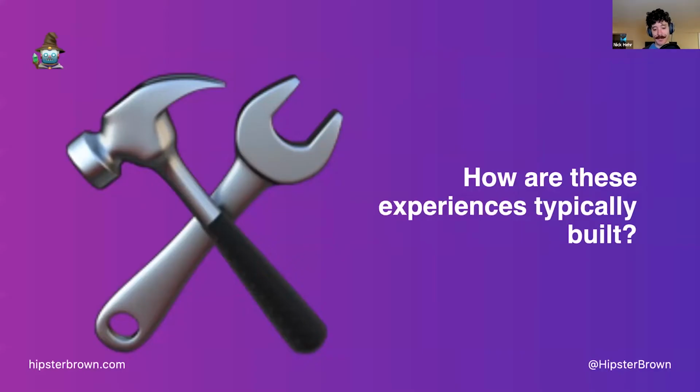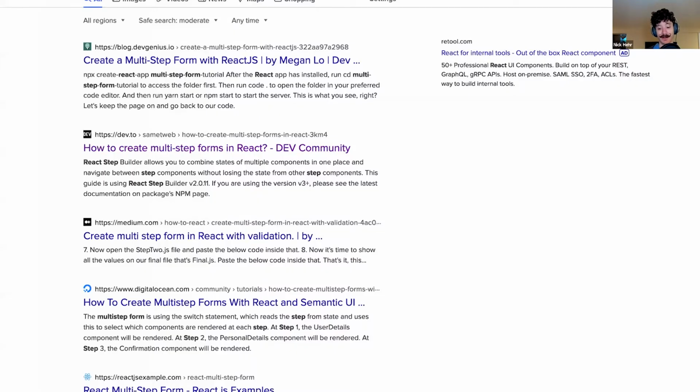And so how are these experiences typically built? If you ever had to tackle this pattern in the past, you might have searched for multi-step forms or form wizard for X, where X is a framework of your choice and for your product. I know I definitely looked around for such a solution when starting this journey at Betterment.